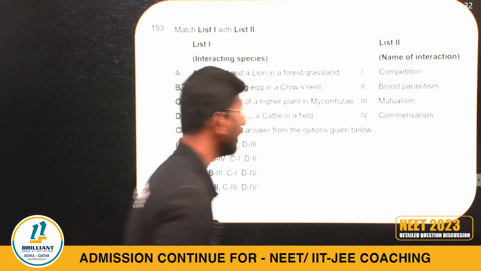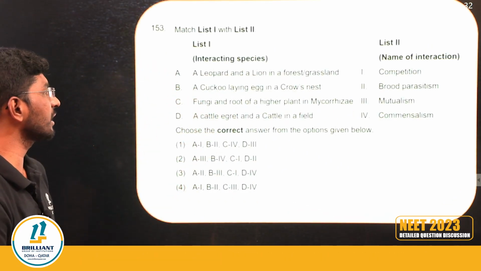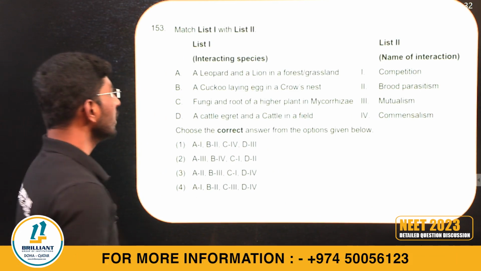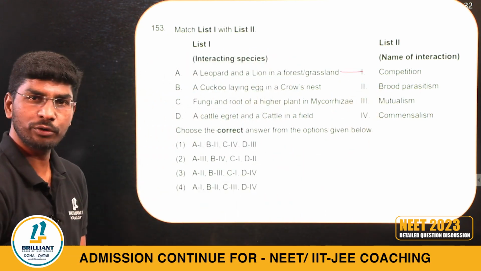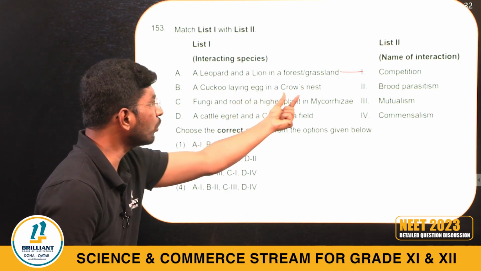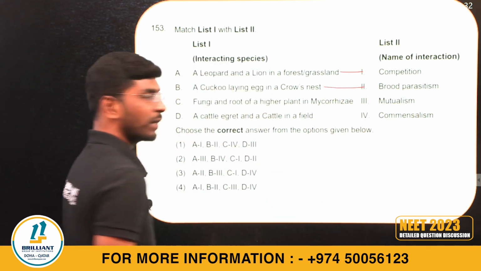Question number 153. Match the following is given. A leopard and lion in a forest or grassland: I can go with competition, right? A cuckoo laying eggs in a crow's nest is called brood parasitism, right? I can write brood parasitism.